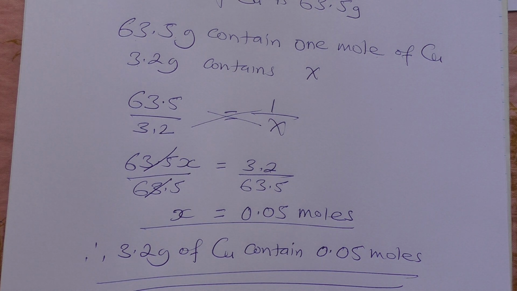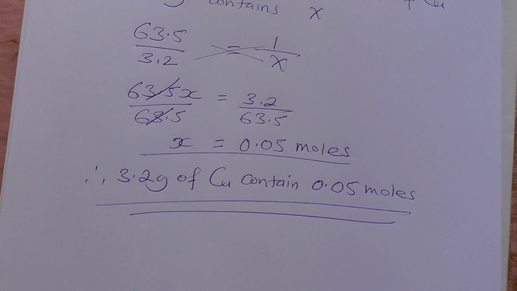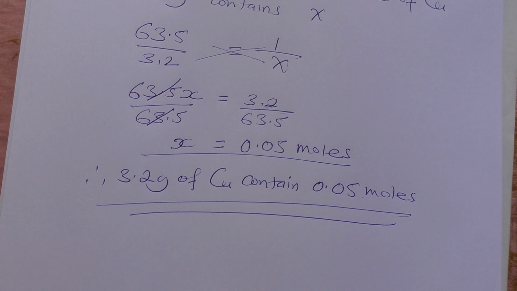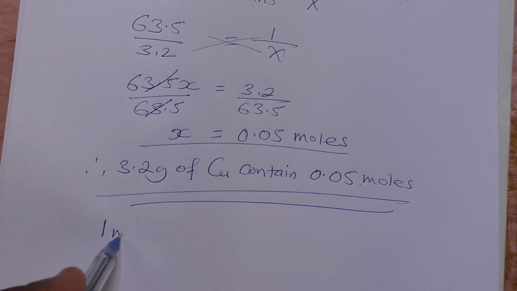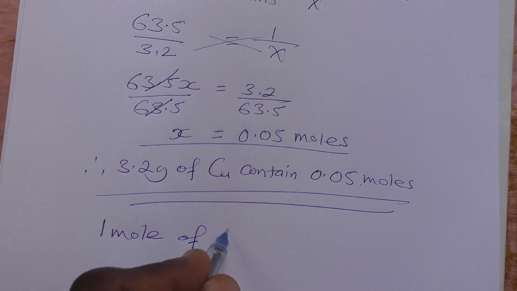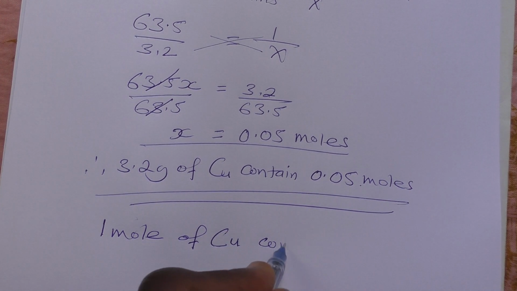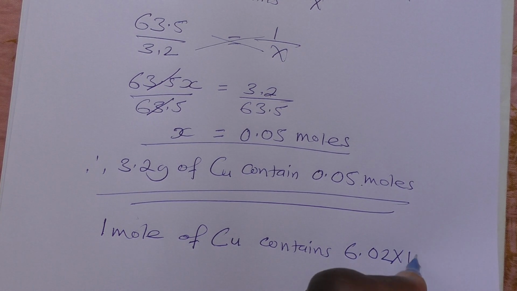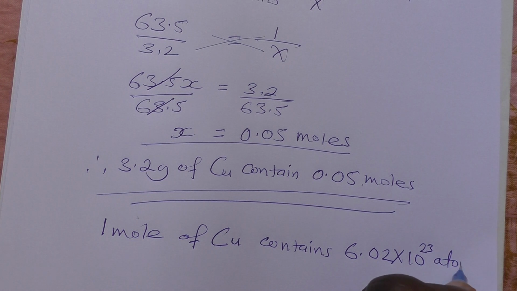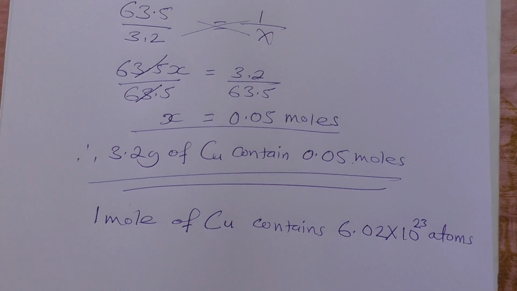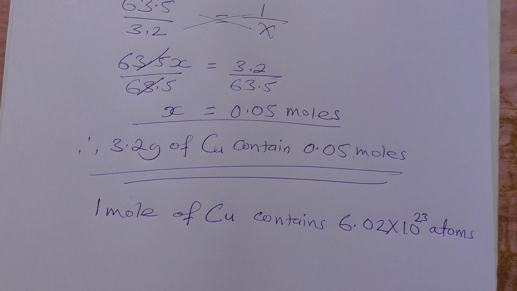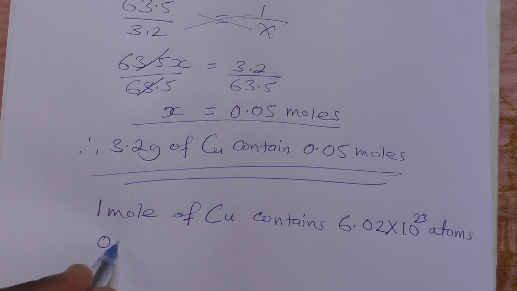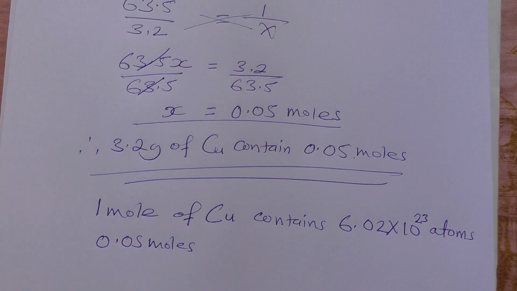The other question was asking for the number of atoms. Yes, the number of atoms in these moles or in the 3.2 grams of copper. We know that 1 mole of copper contains 6.02 exponent 23 atoms. Those are the number of atoms in 1 mole of copper. What about 0.05 moles of copper?